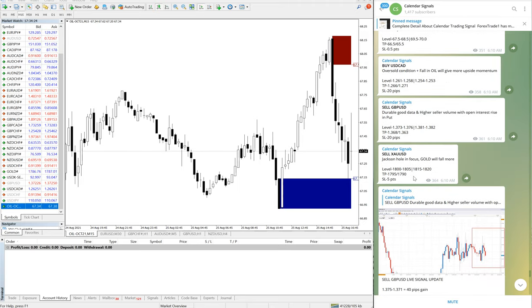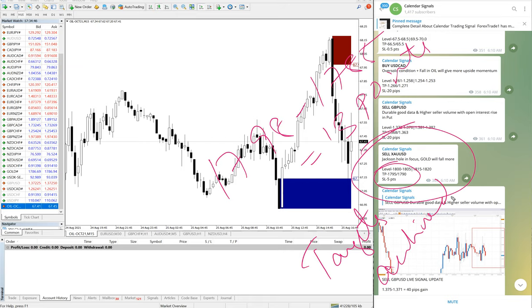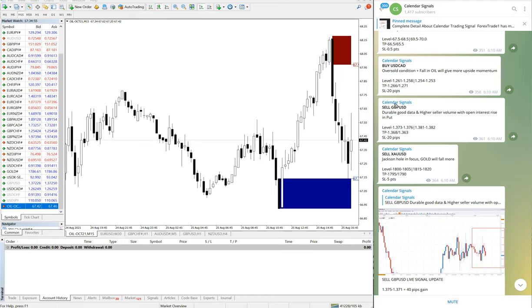And the gold signal, which we have seen, 1798 till 1785, it moved and gave 13 points. And the given targets, you see 1795 and 1790, both the targets reached. Targets achieved on sell XAU. So both the given targets reached, and whatever it moves further is a bonus. So this is how the calendar signal works.